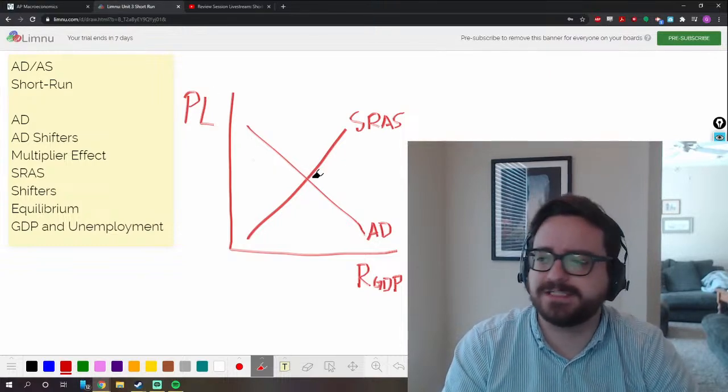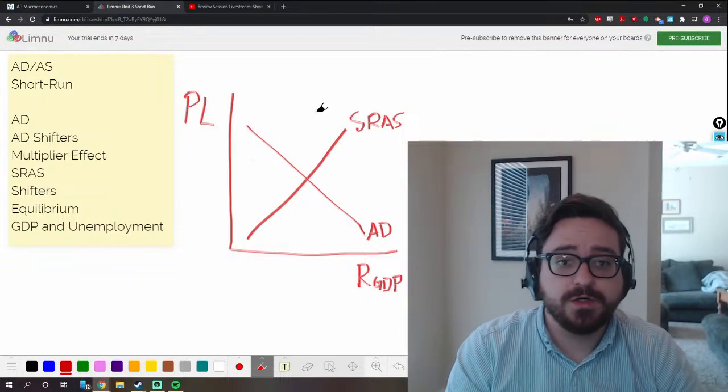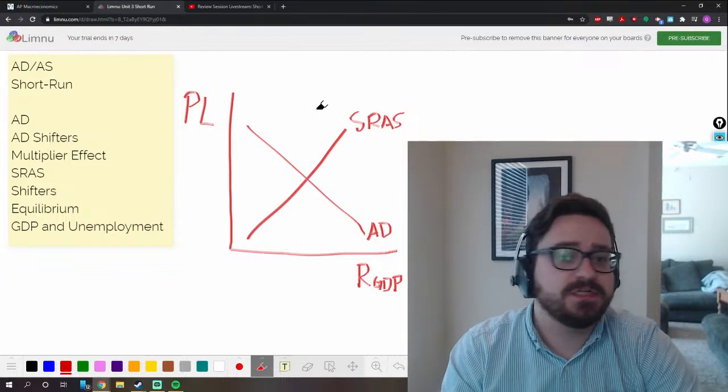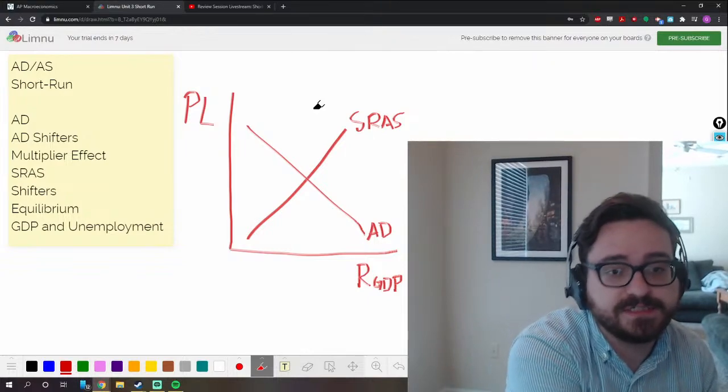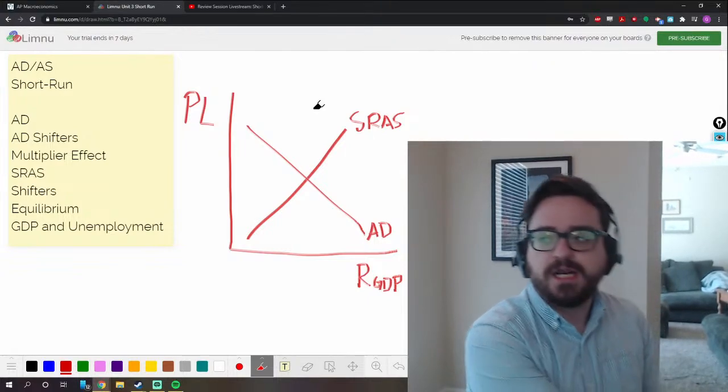So here is your aggregate demand, aggregate supply graph in the short run, drawn by me using a mouse. So that's not going to look great. But some of you guys have graded your papers, have terrible handwriting, so this isn't that much worse than some of you guys. All right.